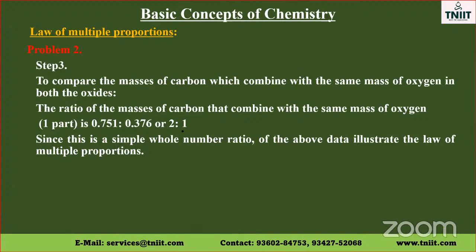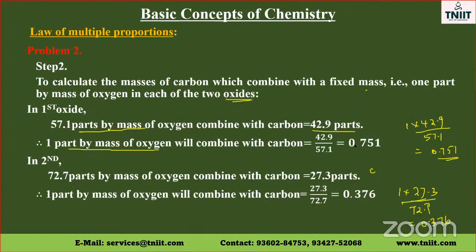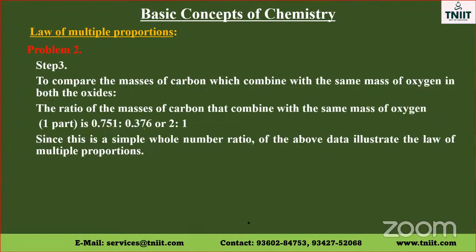Now, to compare the mass of carbon which combined with the same mass of oxygen in both the oxides, the ratio of the mass of carbon that combines with one part of oxygen is 0.75 to 0.376. So it will be 2:1. Since this is a simple whole number ratio, the above data illustrates the law of multiple proportion. So the ratio is 2:1.